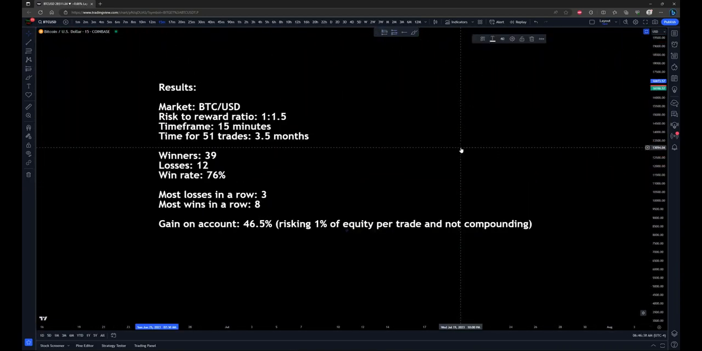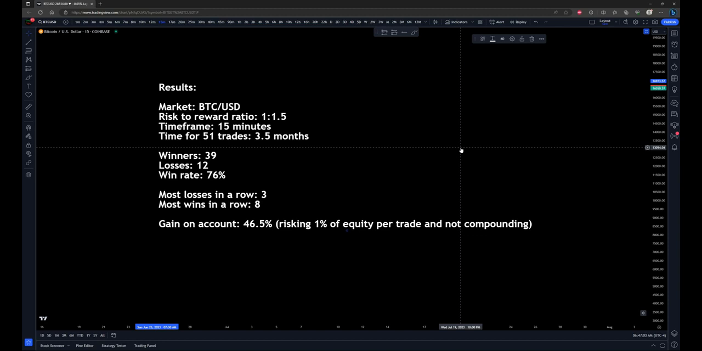All right, here are the results from 51 backtested trades. This one on Bitcoin against the US dollar using a 1 to 1.5 risk to reward ratio on a 15-minute time frame, which took 3.5 months of price data. So 39 of those were winning trades, 12 were losses, the win rate being 76% from that small sample of backtested trades. The most losses in a row was 3 and the most wins in a row was 8.